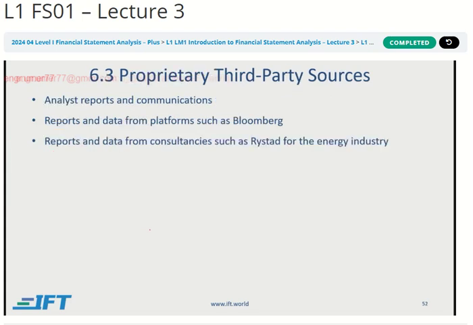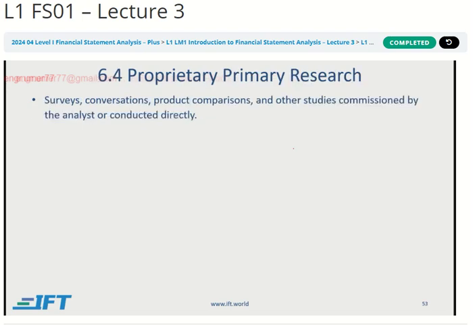Proprietary third party sources, Bloomberg is a good example, or you can have industry specific ones like Rystad for the energy industry. So these are proprietary third party sources, and of course, you have your primary research companies, which are companies that sell this research that they conduct, and they could be doing surveys or any kind of comparisons. So you have these research companies that you can use.